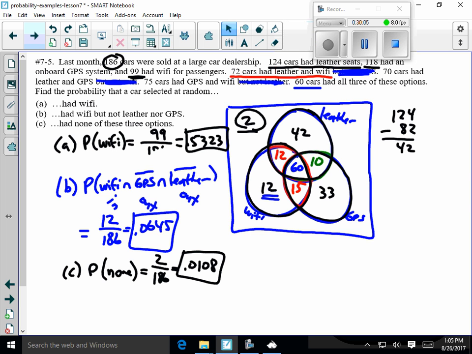All right. So the Venn diagram is particularly good whenever you have combinations of options like this, especially if you can see there's overlap. If you have things like 60 cars have all three of these options, that's a good clue that you should use Venn diagrams. It's also pretty much required if you want to do subsection or subset kind of problems correctly. All right, that's the end of this video.